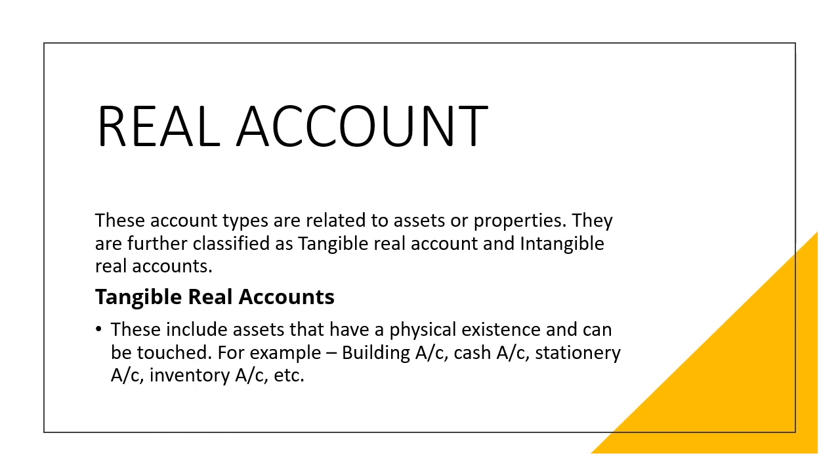So let's see what it is. It is related to assets or properties. They are further classified as tangible real accounts and intangible real accounts. By tangible real accounts, we mean those that have a physical existence and that you can actually see and touch. And the intangible accounts are those which you cannot see and touch, but they are measurable in terms of money. Tangible real accounts have a physical existence and can be touched, for example, building, cash, stationery, inventory, etc.